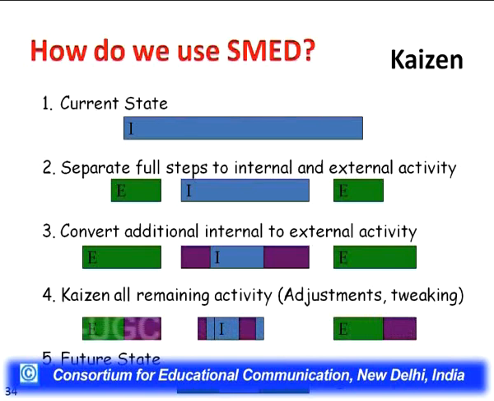Current state, internal activity I is mentioned. Separate full steps into internal and external activities. I is shown for internal activity. So, blue and green are shown.